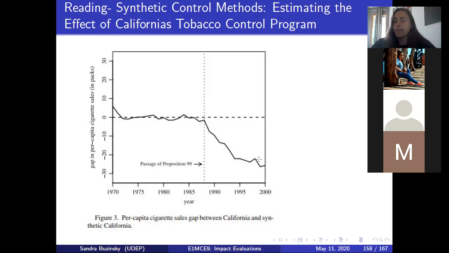Okay, so you can see that basically the smoking policy, Proposition 99 in California, has decreased per capita cigarette sales by about, I would say, 28 packs by 2000. If we're looking directly after the program, I would say maybe 10. Okay. Any questions about this graph?